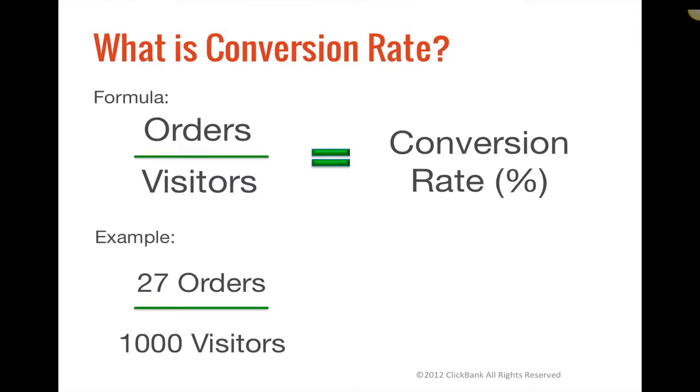So in an example, let's say you have 1,000 visitors that come to your website, and out of those 1,000 visitors, you get 27 orders for your product. That is going to give you, if you divide 27 orders by 1,000 visitors, you get 0.027. Then to turn that into the percentage that we're looking for, you move the decimal point 2 places to the right, and that gives you a final conversion rate of 2.7%.